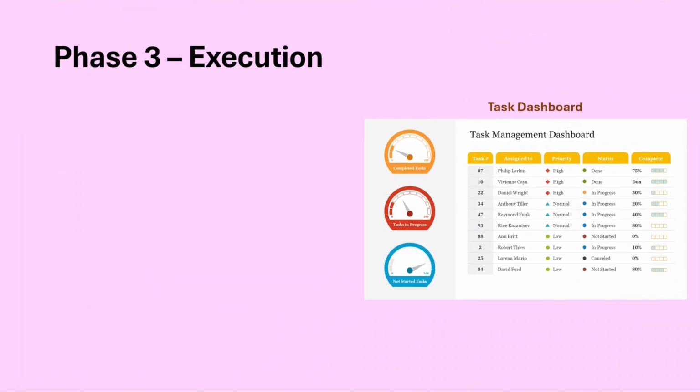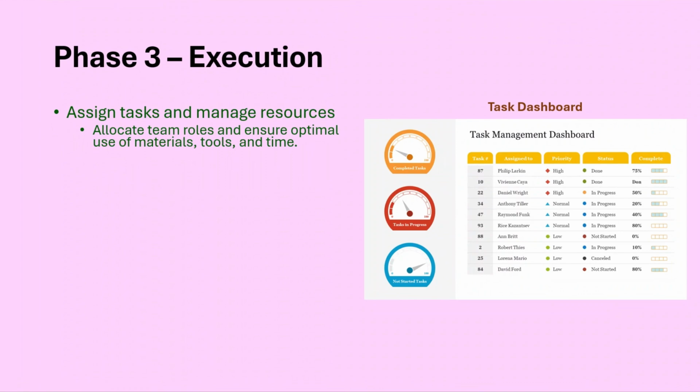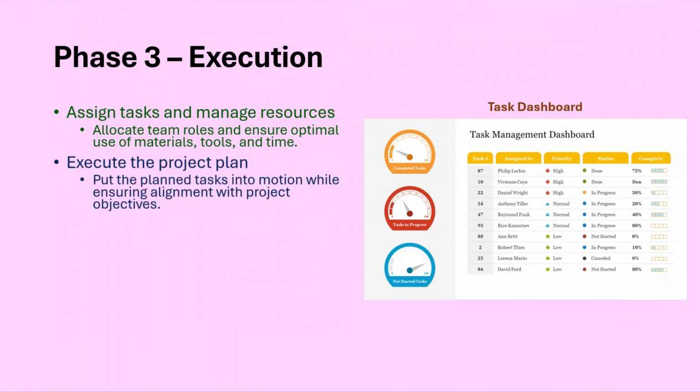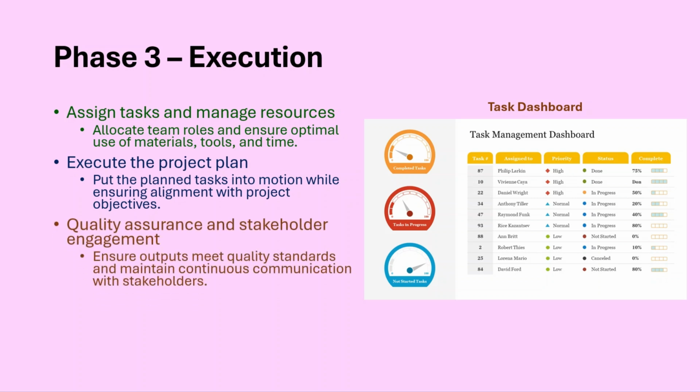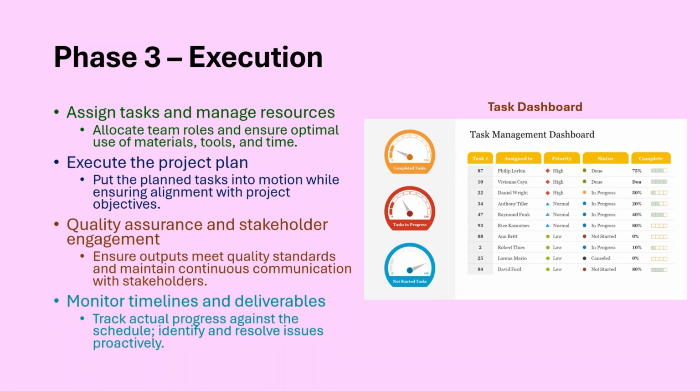In Phase 3, Execution, the project plan is put into action. First, we assign tasks and manage resources by clearly allocating responsibilities and ensuring efficient use of time, tools, and materials. Then we execute the project plan, meaning the actual work gets done while staying aligned with the objectives outlined in the planning phase. We also focus on quality assurance and stakeholder engagement, ensuring that outputs meet standards and keeping stakeholders informed and involved throughout. Additionally, we monitor timelines and deliverables to track progress, identify delays early, and take corrective actions as needed.